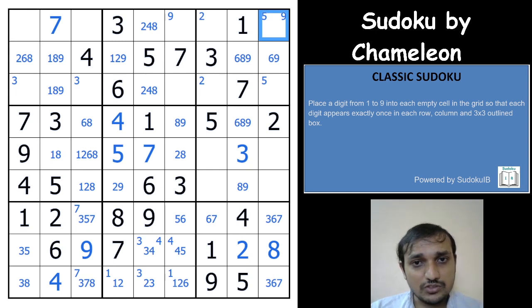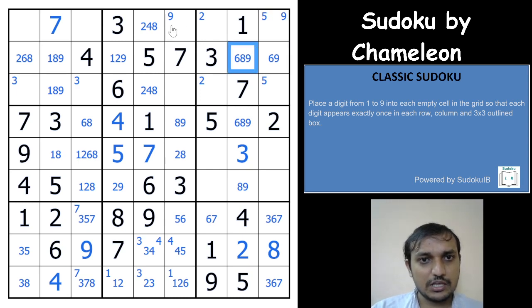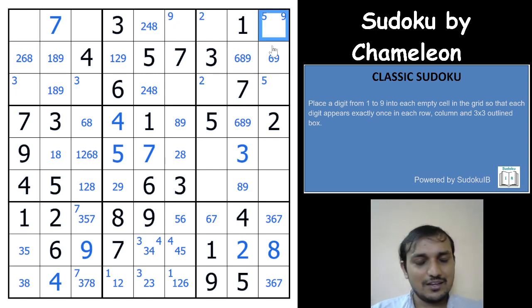Amazing, guys. I was just seeing this, but this is not working. This is working. You have a skyscraper of 9. First the W wing, and now the skyscraper technique. I'm not sure what more I am going to see, but this is really amazing. Amazing logic. So if you see here, this row has 9 in one of these two cells, right? And this row has 9 in one of these two cells, right? So this is called a skyscraper logic.